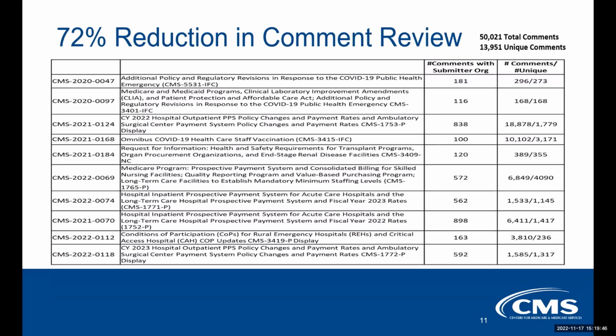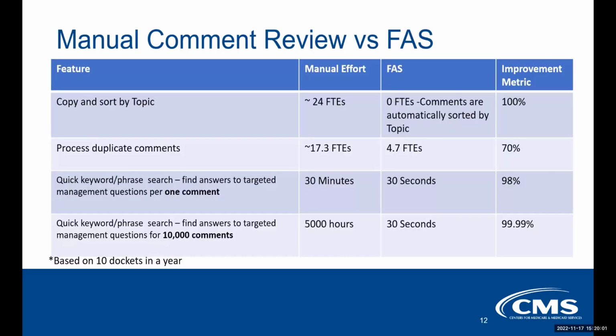Now let's take a moment and compare the effort it takes in the manual review of the data versus the FAS approach. Next slide, please. On the previous slide, I talked about effort reduction, comment review reduction. I talked about a 70% reduction based on the number of comments that we've received over the last year and over the 10 dockets that we've reviewed versus how many of that is unique.